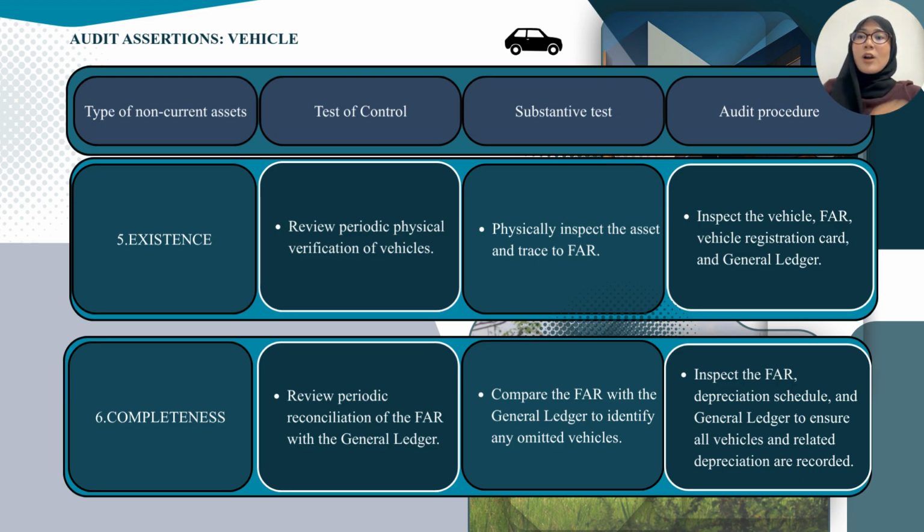Number 6 is completeness. Review periodic reconciliation of the FAR with the general ledger and compare the FAR with the general ledger to identify any omitted vehicles, and inspect the FAR depreciation schedules and general ledger to ensure all vehicles and related depreciations are recorded. For example, the company purchased 3 vehicles during the year. The auditor checks that all 3 are recorded in the fixed asset register.